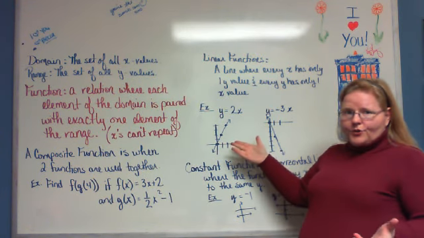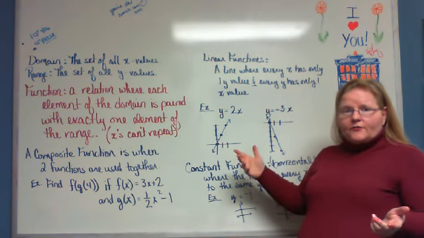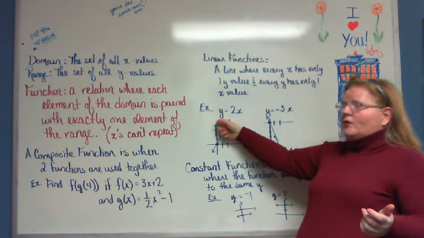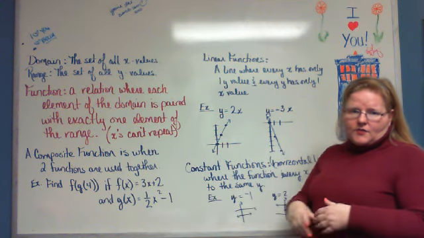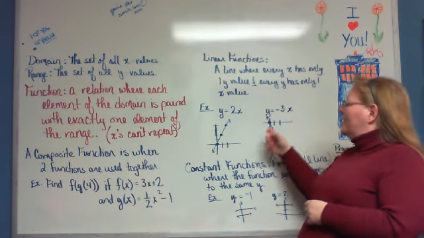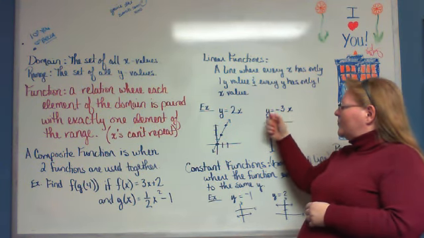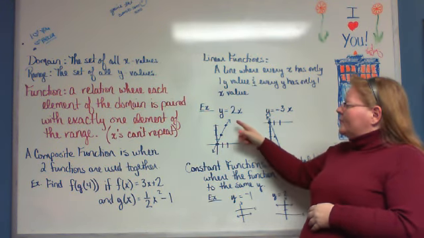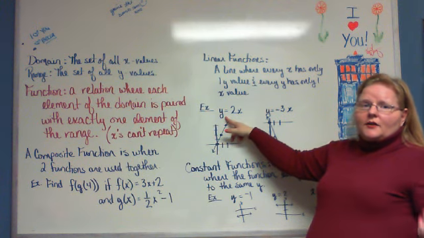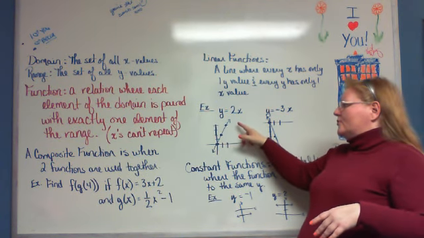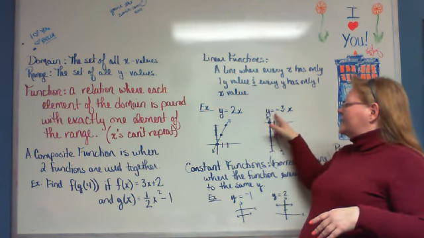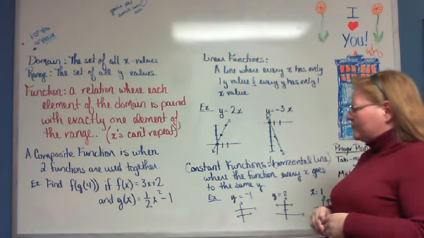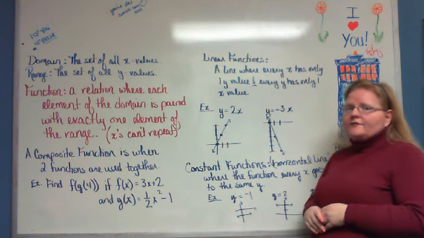So if you'll notice, if it's going to be a linear function, you can tell just by looking at the equation. You have one x, you have one y, and neither of them have exponents. Remember, the y could actually be written f of x equals 2x, and f of x equals negative 3x. All that's good.